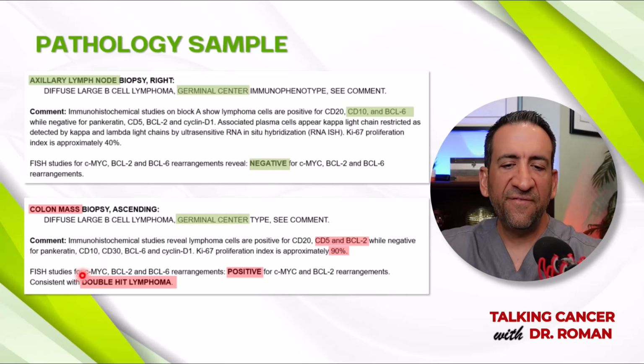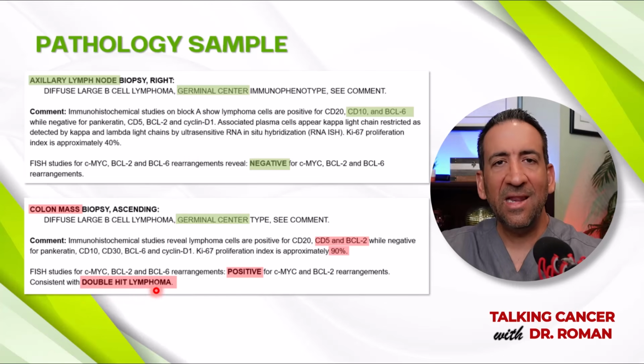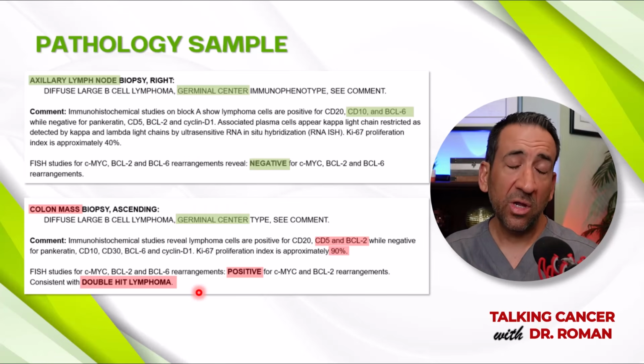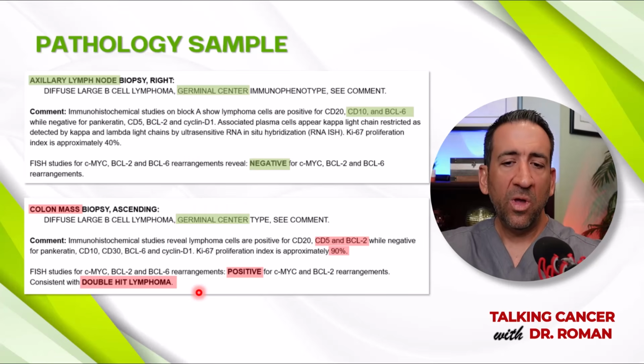And when we move on to the FISH studies for the rearrangements, remember the MYC, BCL2, and BCL6, notice that in this case, it is positive for the c-MYC and BCL2 rearrangement, meaning that it does have those chromosomal translocations, meaning this is consistent with a double hit lymphoma. Again, you can see in this particular case, unfortunately, we're dealing with a patient that has an illness that is a lot more aggressive. So when we come up with a treatment plan, we want to consider being much more aggressive with the patient on the bottom than, say, the patient on the top.